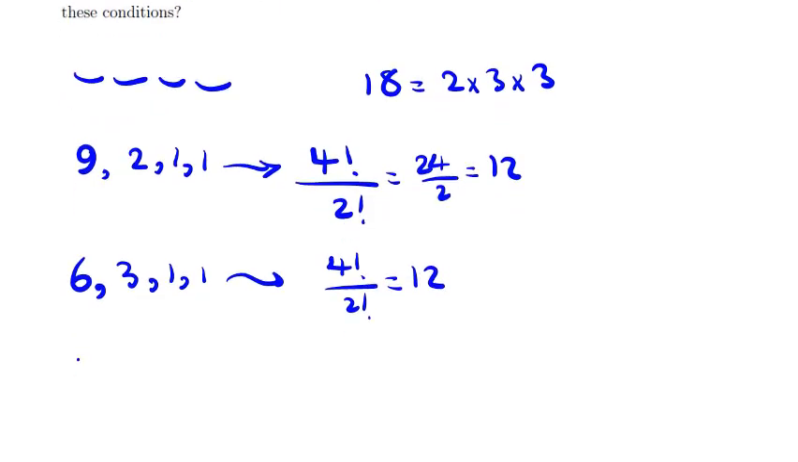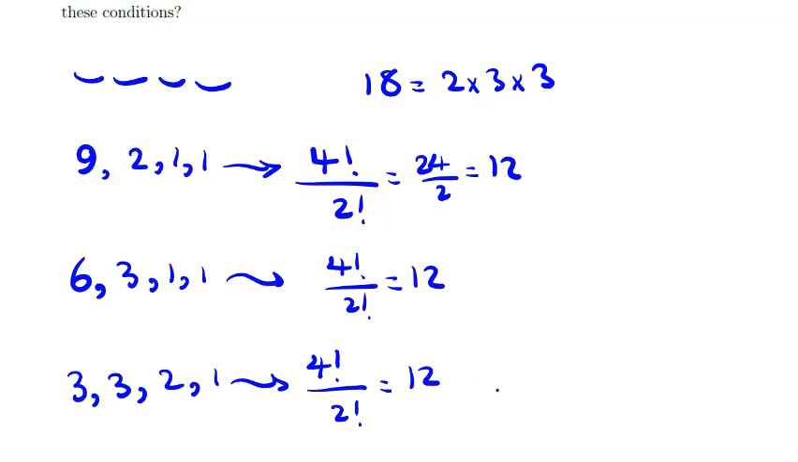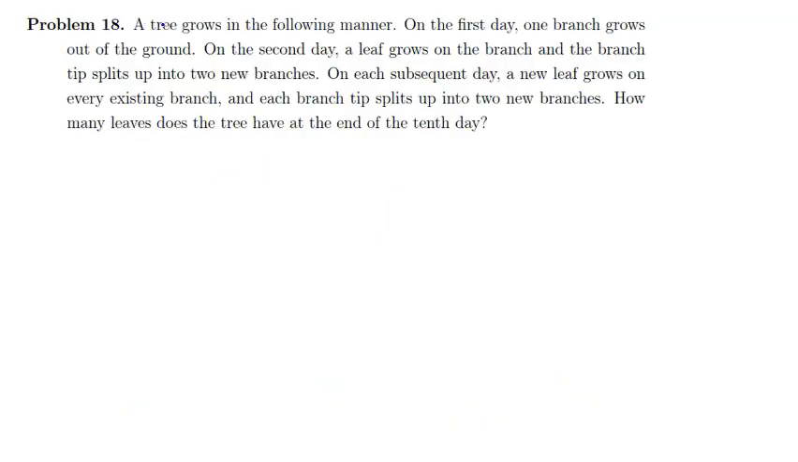And the next one: 5 is impossible, 4 impossible, 3. If the maximum is 3, you should have 3, 3, 2, 1. Again, it will be 4 factorial over 2 factorial because we have two 3's. It will be 12, so all the cases are considered. And less than 3 we can't have because 3 is prime. So 12 plus 12 plus 12 is 36. So the answer of this problem is equal to 36.